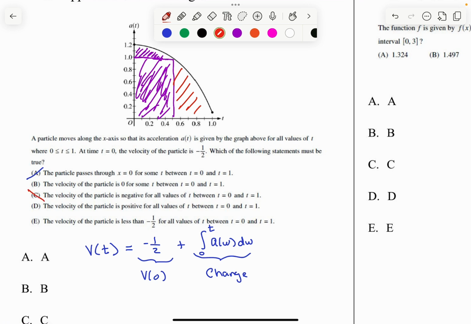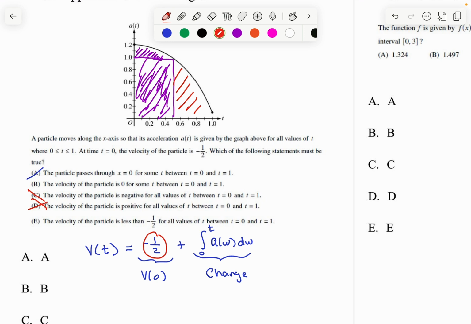The velocity of the particle is positive for all values of t between t equals 0 and t equals 1. Well, no, because it's starting negative, and until it accumulates enough area over here in the integral to negate the negative a half, it will be negative. So it's not positive the entire time.